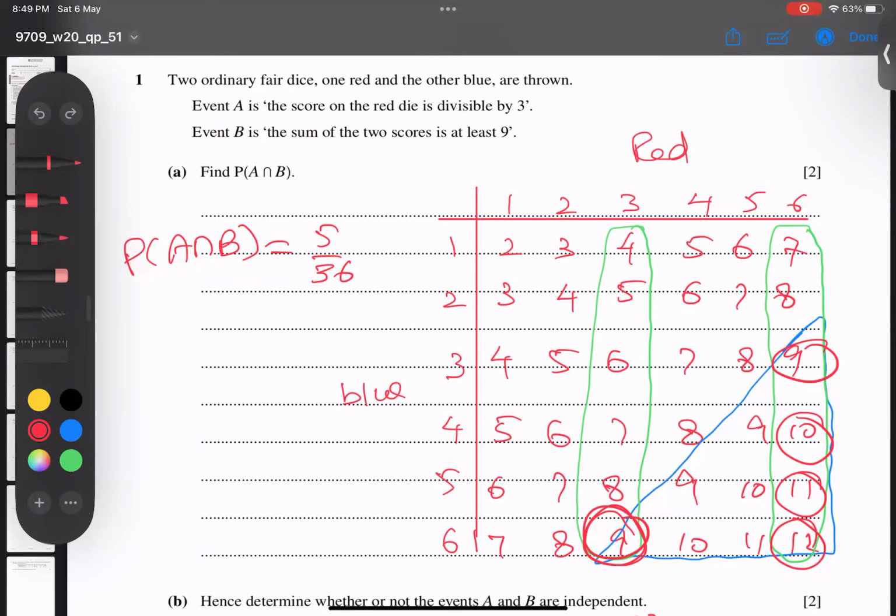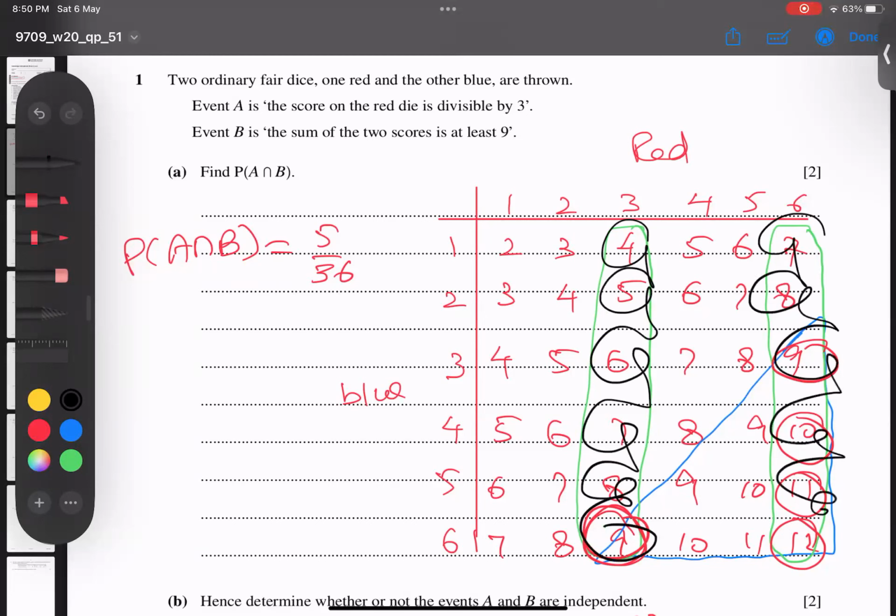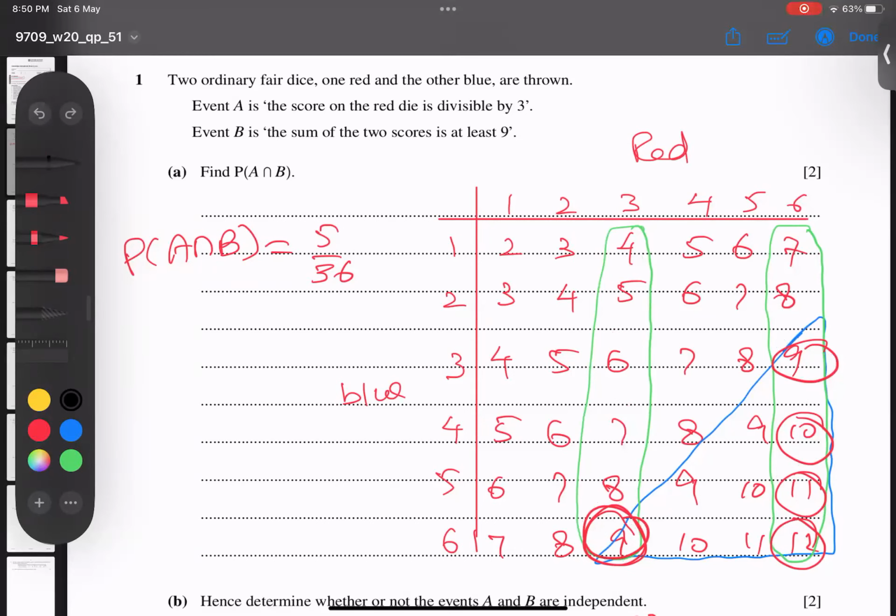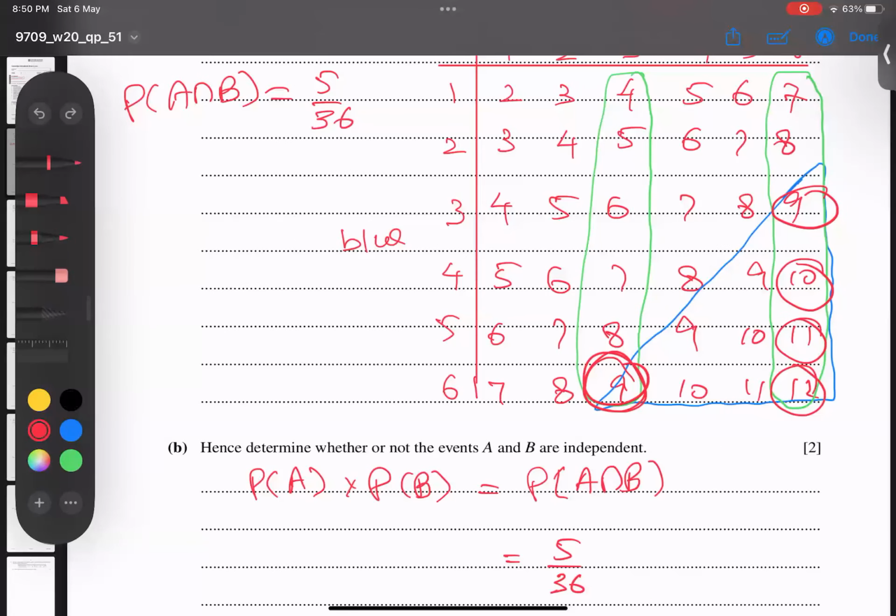We can say that 12 results are such. How come? Okay, let's try to count it. So look at it: 1, 2, 3, 4, 5, 6, 7, 8, 9, 10, 11, 12. So 12 results are such, which means the probability of A is 12 out of 36.